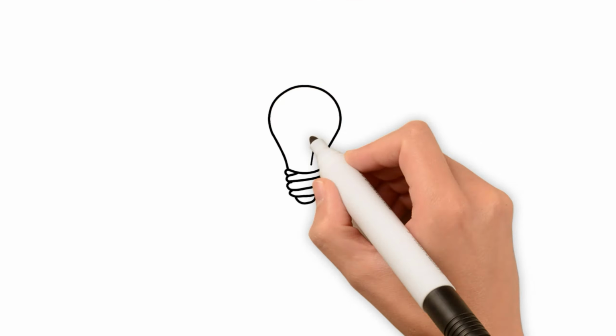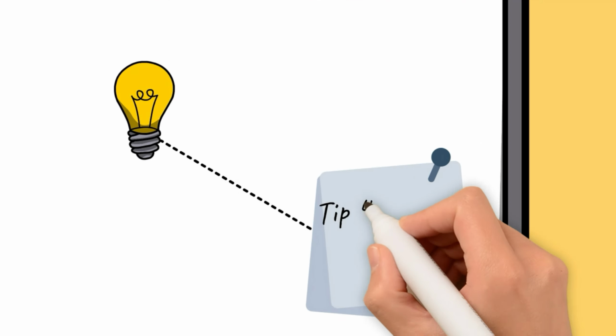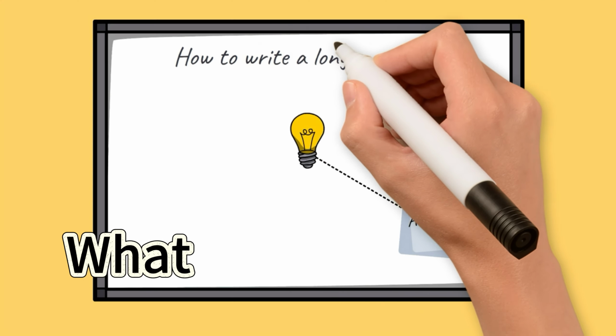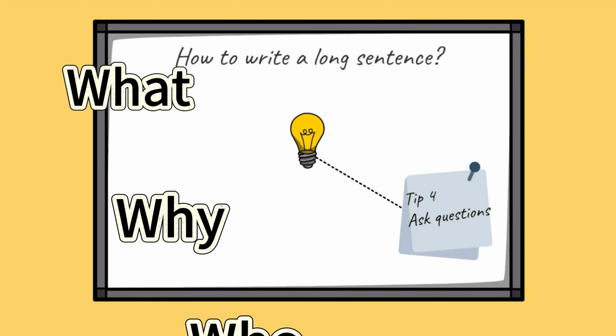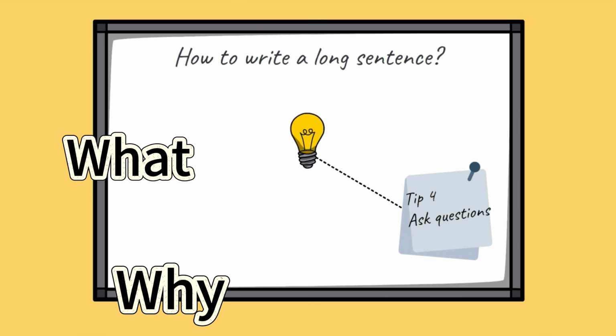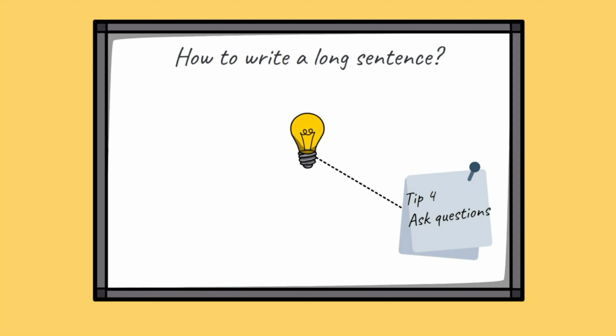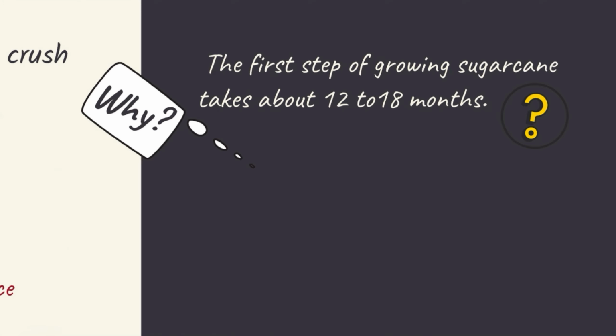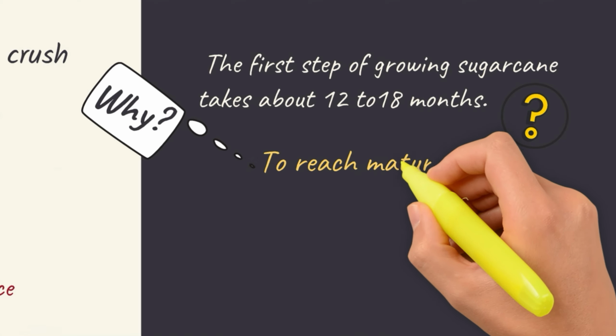Tip 3. The magic is, ask yourself a few questions. What? Why? Who? When? Where? And how? For instance, ask, why do we wait such a long time? The goal is to harvest a mature crop.